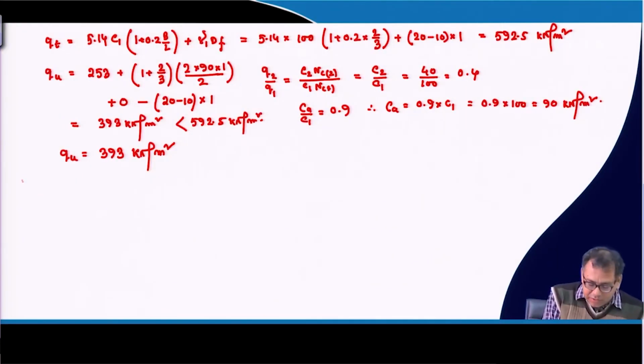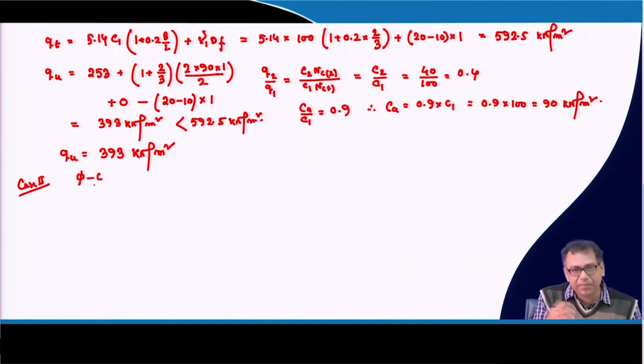Now I will go for case 2, where it is a phi-C soil. It is the same problem; I have only changed the properties of the first layer. So, the first layer is obviously the stronger sand layer.